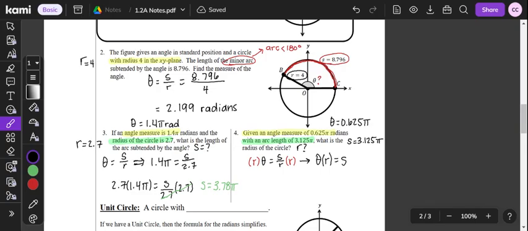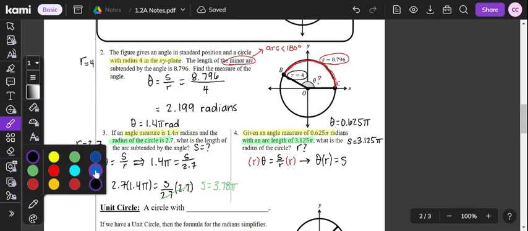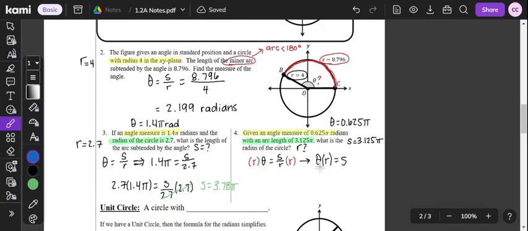Now, when I do this, theta times r is equal to s, I've got this r, but I also have this theta being multiplied, and I want to get rid of that theta. So I kind of just gave you a hint. If they're being multiplied, I know I should probably divide that theta out. And so I am left with r is going to equal s divided by theta.